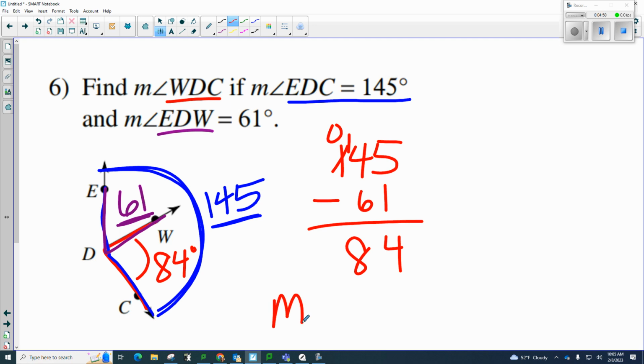Again, if we practice writing that out, lowercase m, the measure of angle WDC, equals, oops, 84 degrees.